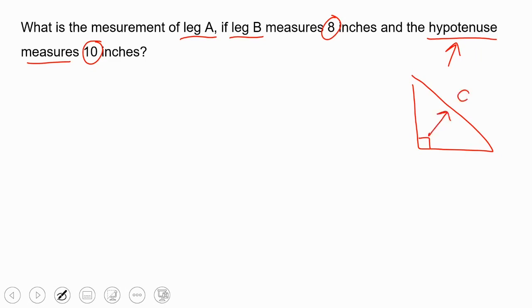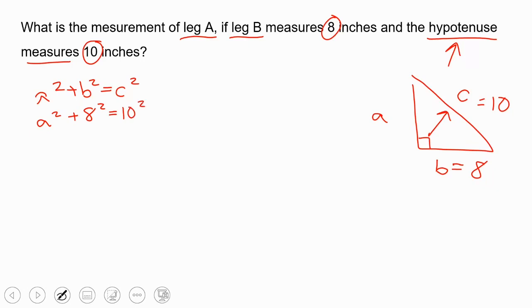Here is side C, and remember that C is equal to 10. Let's name this B, and that is going to be equal to 8. And we don't know what A is equal to. So, using our formula, A squared plus B squared equals C squared. We don't know what A is. For B, you're going to plug in 8. For C, you're going to plug in 10. And you can work this out still the same way.